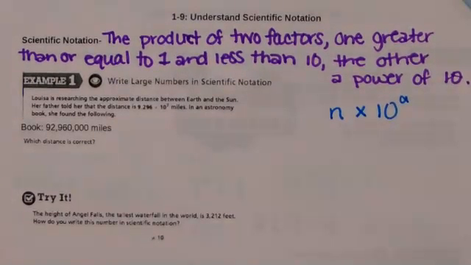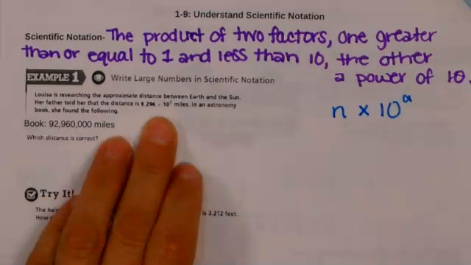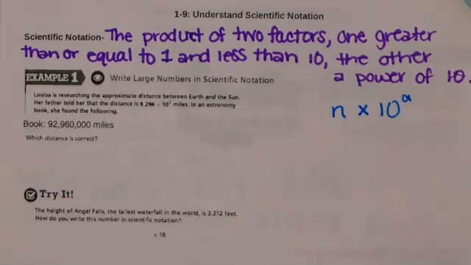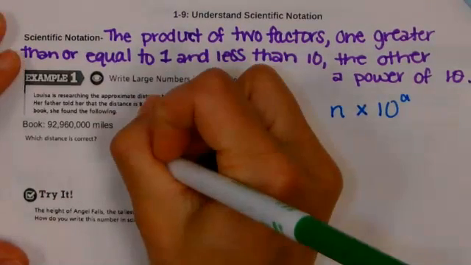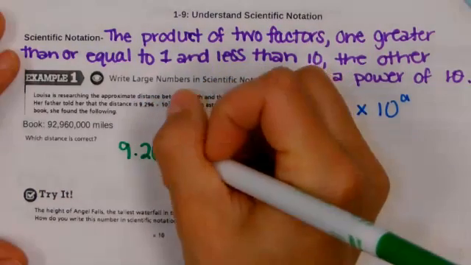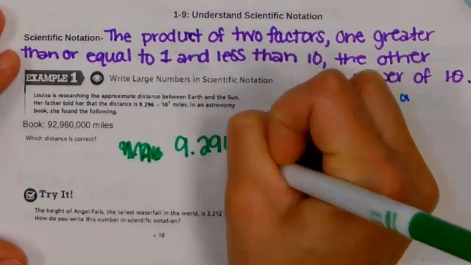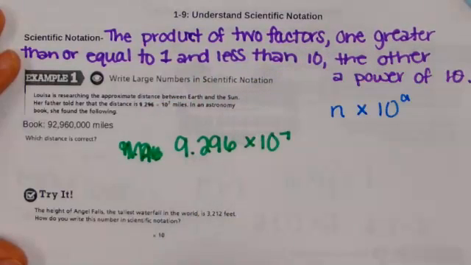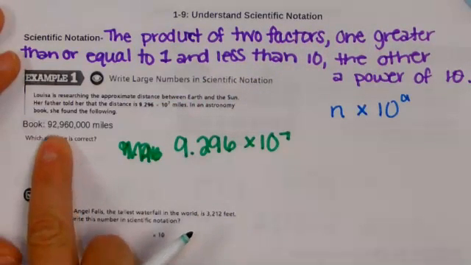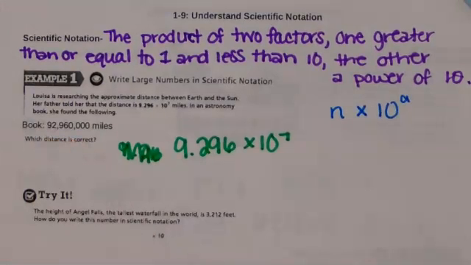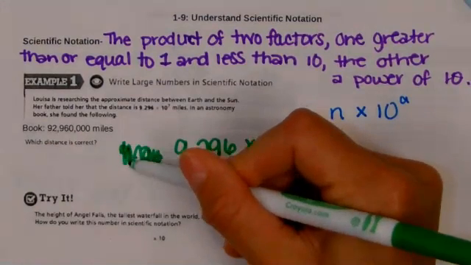So example 1 here is Louisa is researching the approximate distance between Earth and the Sun. Her father told her that the distance is 9.296 times 10 to the 7. If you can't see that, let's write that a little bit bigger. And in an astronomy book, she found that it was 92,960,000 miles. Okay, and so it says, which distance is correct?